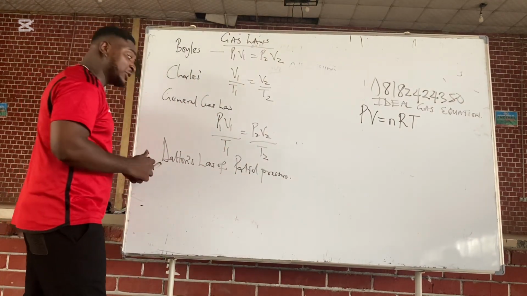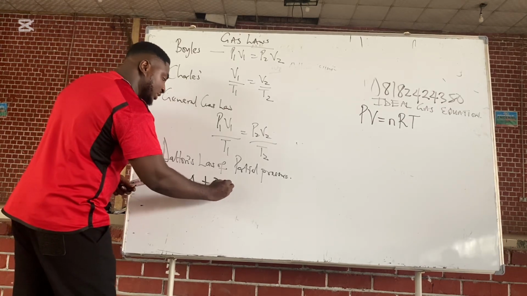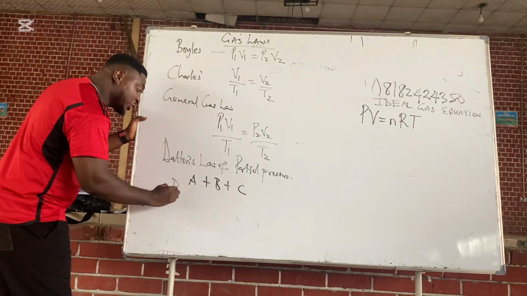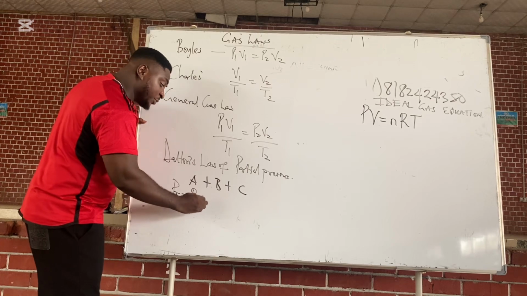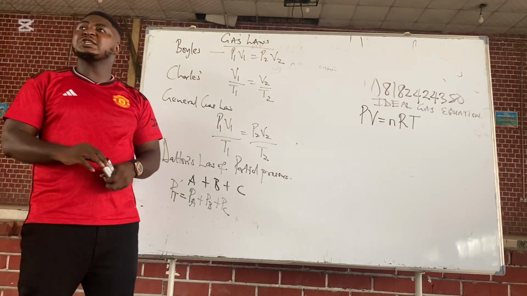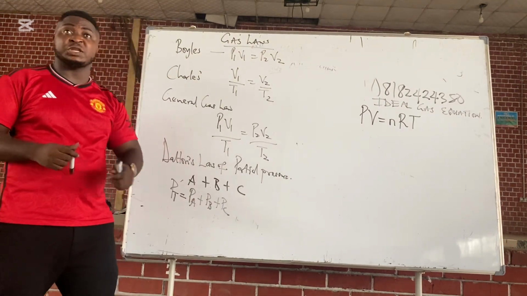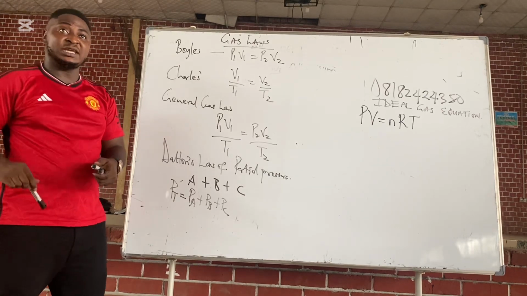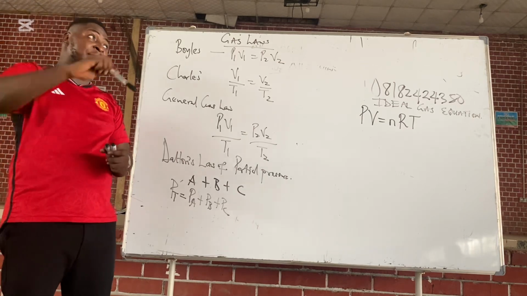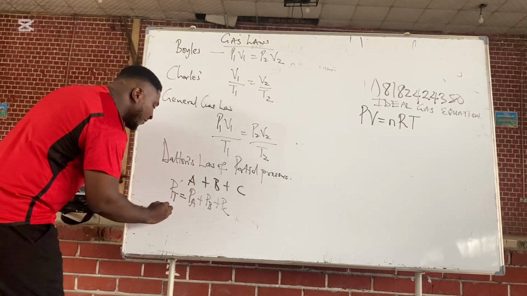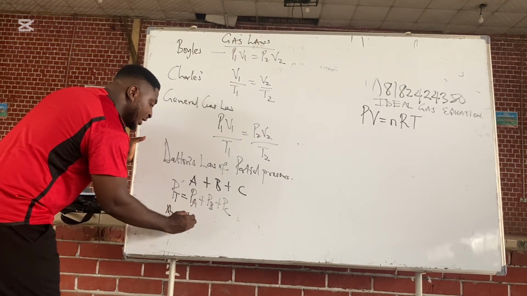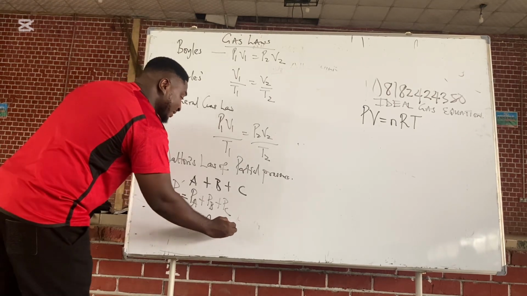Class, when you have a mixture of gases, let us say you have a gas A, a gas B, and a gas C. A mixture contains 3 gases, A, B, and C, and the total pressure exerted by the mixture, since there are 3 gases, is the pressure of A plus pressure of B plus pressure of C. PA plus PB plus PC. Total pressure exerted by the mixture. Total number of moles in the mixture will be Na plus Nb plus Nc.